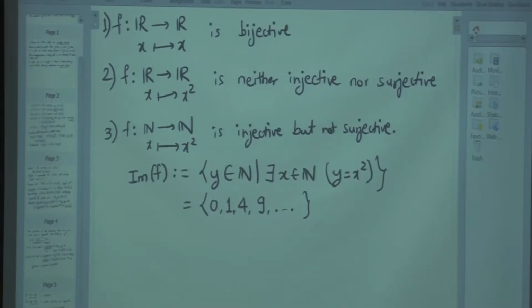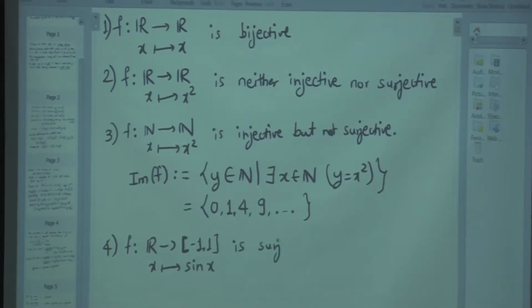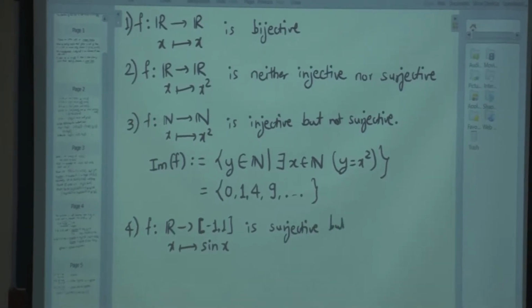Any function which is surjective but not injective? x maps to sin x. That is surjective from 0 to pi... yeah, 0 to pi and 0. Okay, we are going complicated. How about real numbers to minus 1, 1? Yeah? x maps to sin x. This is surjective but not injective.